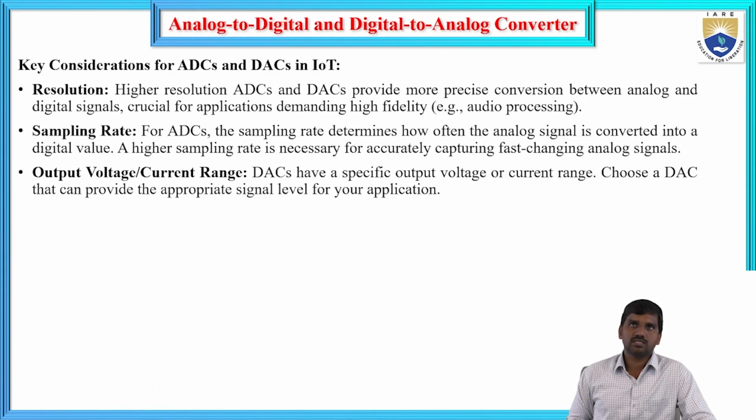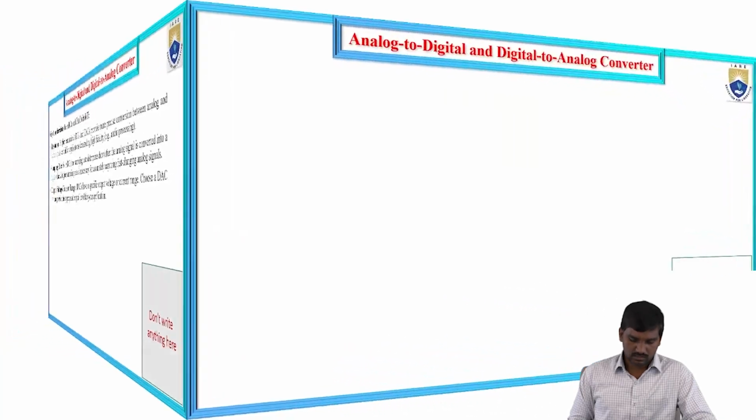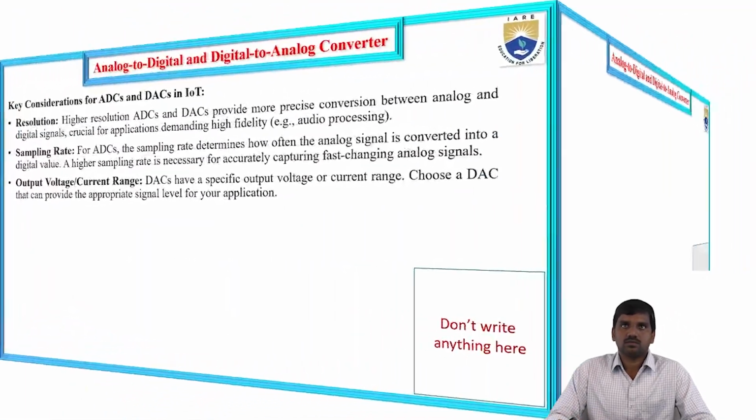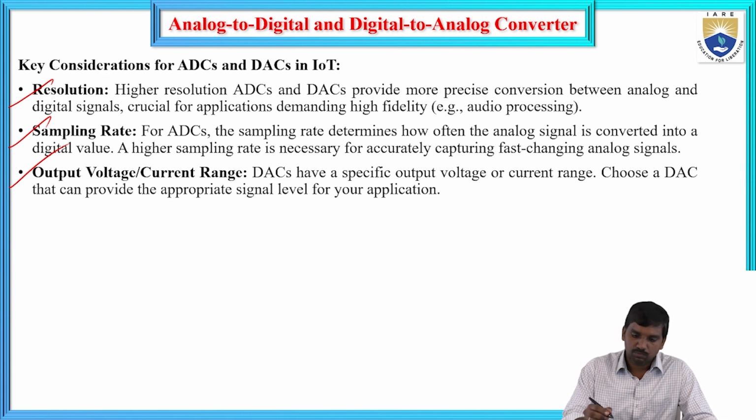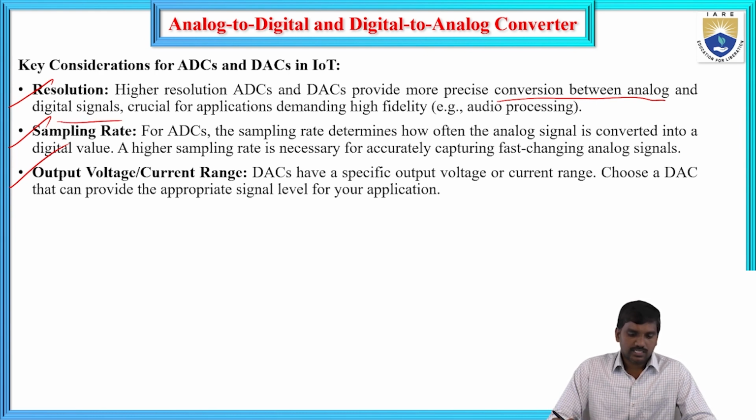Next, key considerations for installing ADCs and DACs in IoT: resolution, sampling rate, and output voltage or current range. Resolution: high resolution ADCs or DACs provide more precise conversion between analog and digital signals. That is crucial for applications demanding high fidelity, such as audio processing.